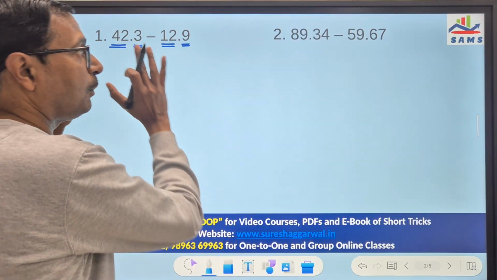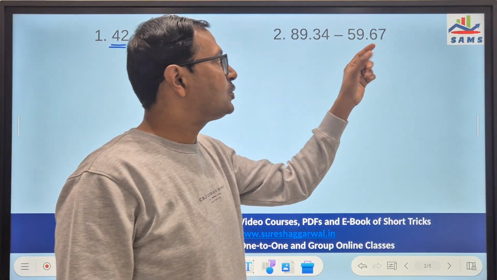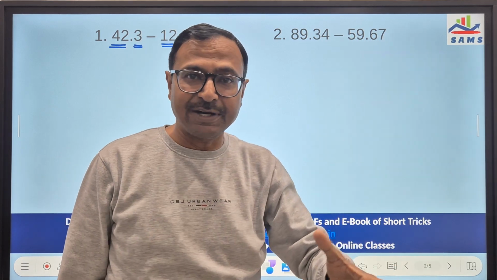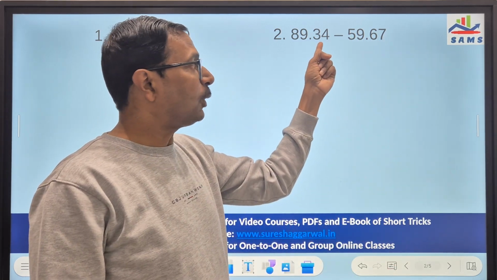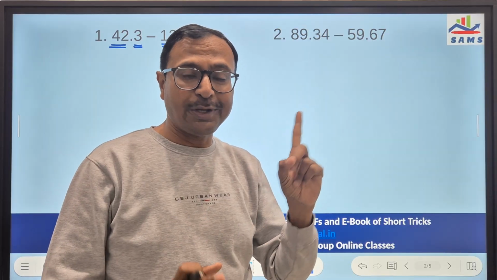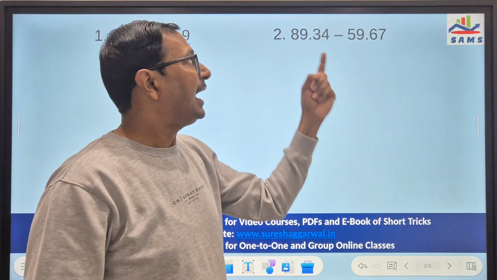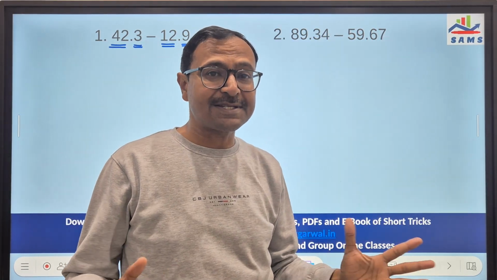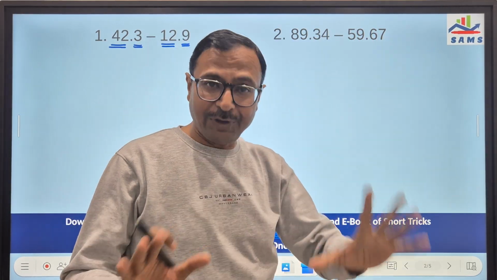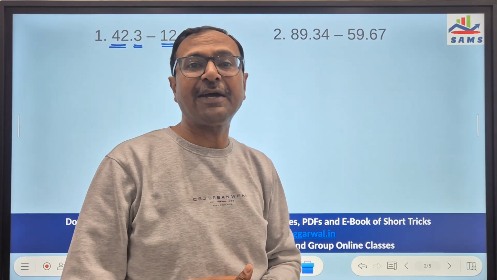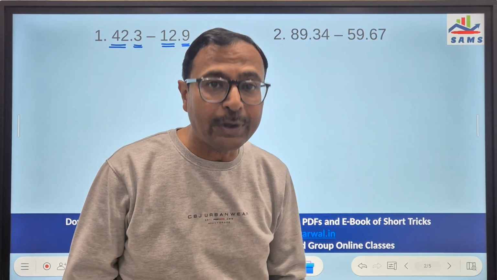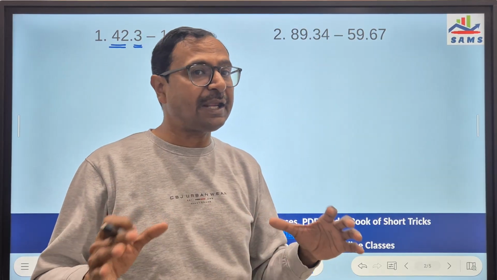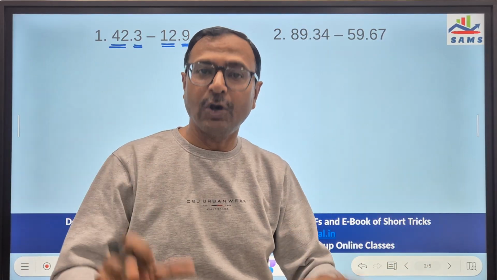So this involves borrowing. Likewise, here you see, here we have 34 after decimal and here you have 67 after decimal. 37 is smaller, so this also involves borrowing. But had this been like 84, then 84 minus 67 would have been done very easily. So I have taken questions where borrowing is involved so that we can complicate the things and check whether the trick applies to these questions as well or not.